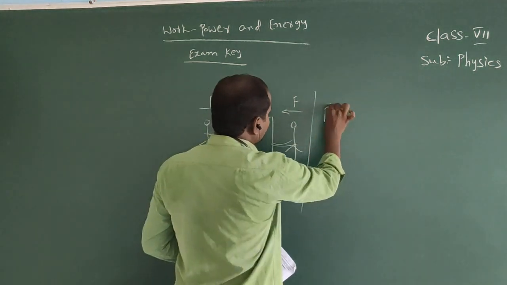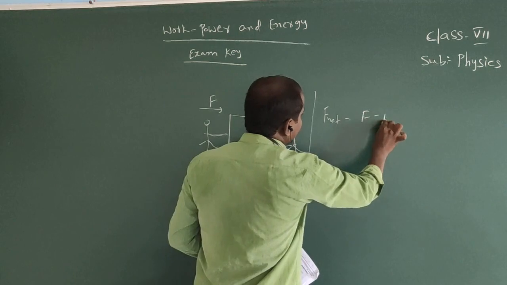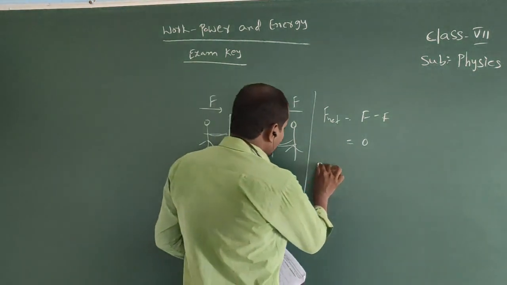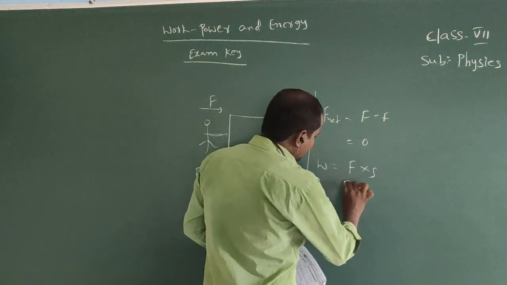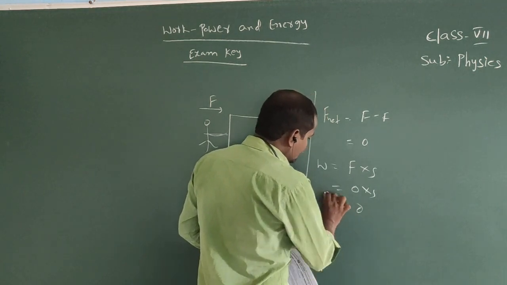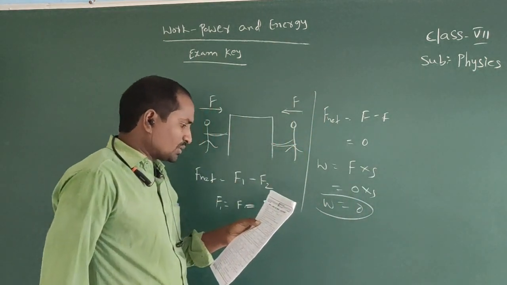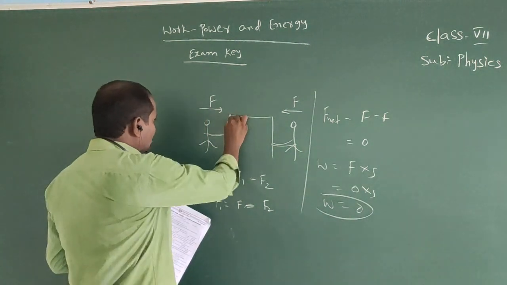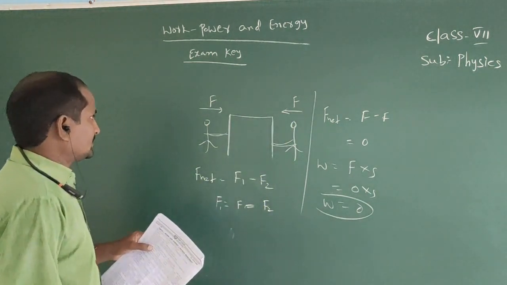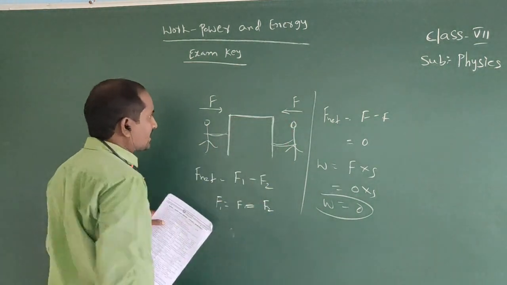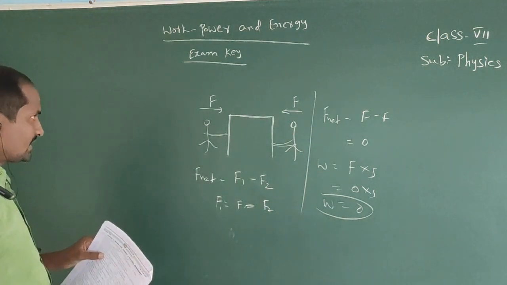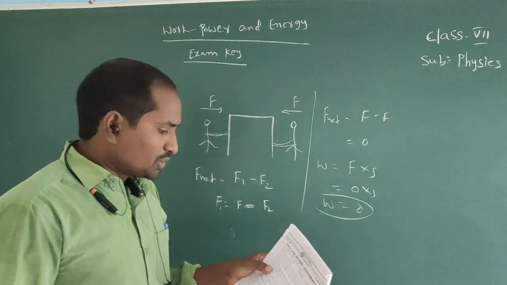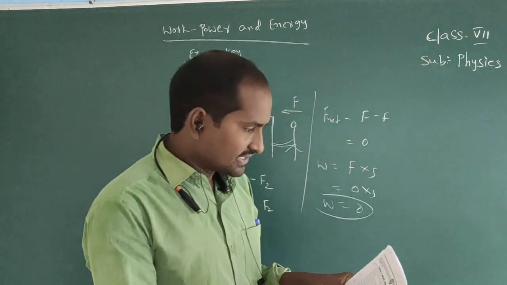So here F net equals F minus F, that equals 0. F net equals 0. We know that work done equals F into S, therefore 0 into S equals 0. So no work is done, because the force is 0: two equal forces act on a body in opposite directions. Then net force equals 0, then work done equals 0. No work is done.